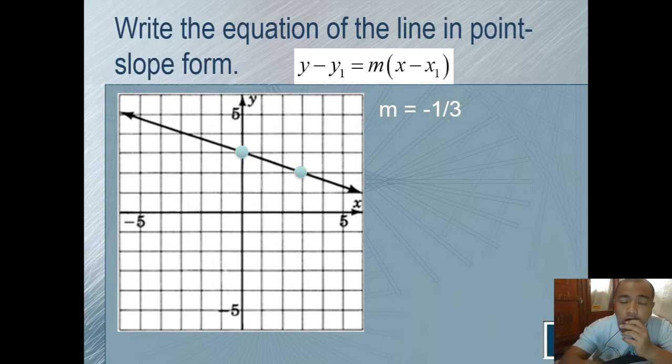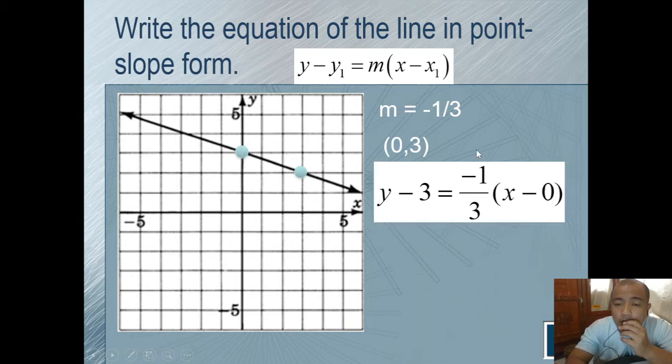Using these 2 points, you can see that the slope is negative 1/3 because the rise is 1 while the run is 3. 1, 2, 3. Right? And since the line is going to the left direction, therefore the slope is negative. And after getting the slope, then we get the point (0, 3) and substitute it to the point slope form of the equation of a line.